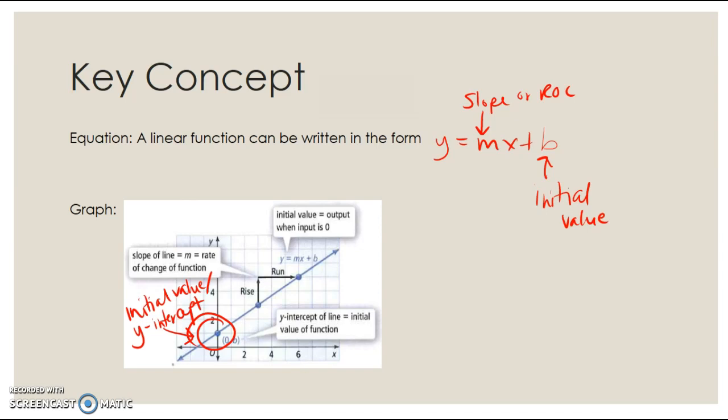We can also find it in a table. So in a table, our initial value is when x is 0. X equals 0. And so those are the three ways. When we're looking at an equation, we look at where the b is. When we're looking at a graph, we're looking at where we cross the y-axis, the y-intercept. And when we're looking at a table, we're looking for when x is 0, what is our initial value.